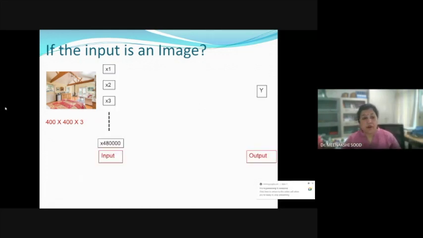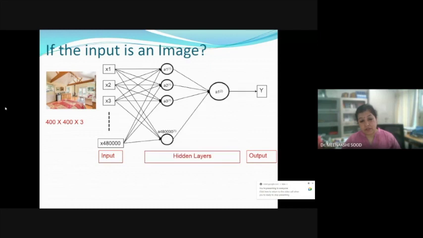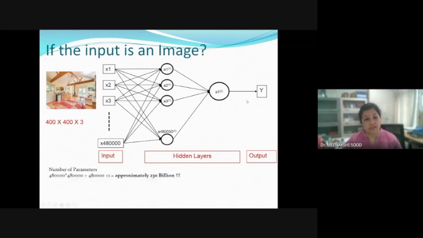So we were talking about what if the input is an image. Earlier, as I told you, the two-dimensional image data was converted into one-dimensional, as the feature vector, right? And it was given to the neural network, the hidden layer processing was done, and the output was taken.